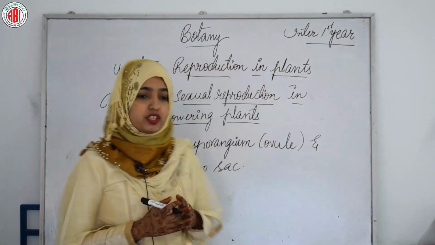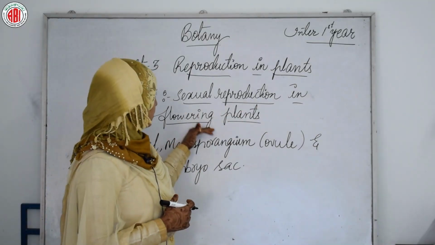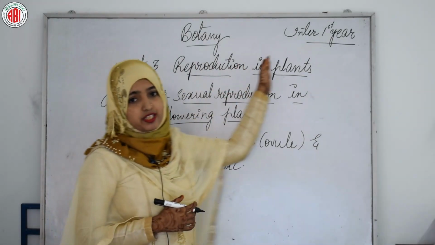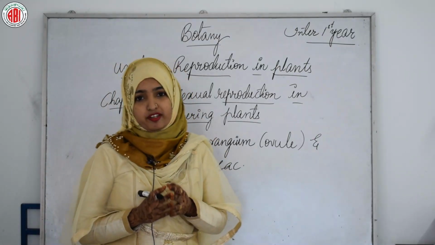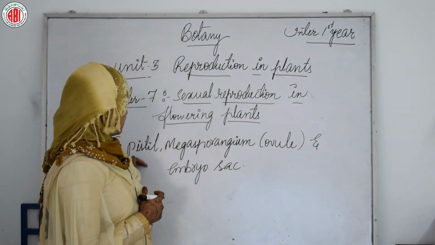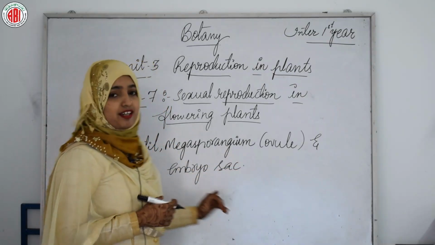Today we are going to continue the 7th chapter, sexual reproduction in flowering plants, from unit 3 of botany inter first year. In our previous classes we have learned till pollen grains. Now it's the time for the pistil, the megasporangium, that is none other than the ovule, and the embryo sac.